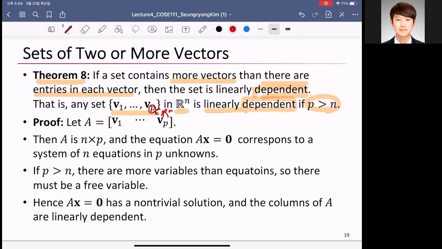First of all, let's think about a matrix consisting of this kind of vector set. Let's say A, consisting of the column vectors v1, v2, ..., vp. In this case, what is the size of this matrix? Each vector is in R^n space, and there are p vectors. So the size of matrix A is n by p, right? If A is n by p, the matrix equation Ax equals 0 corresponds to a linear system of n equations in p unknowns.